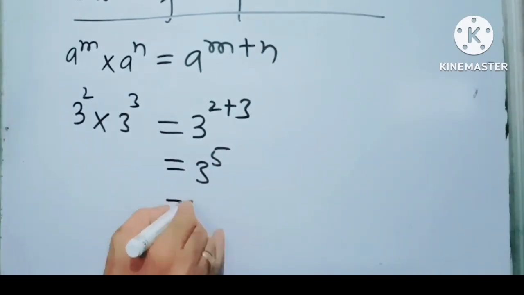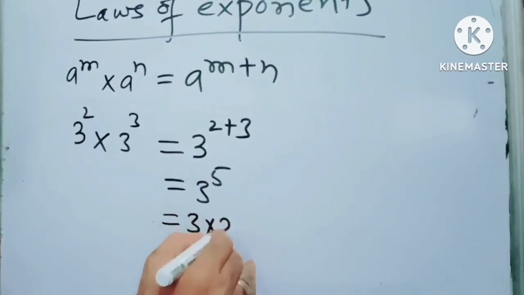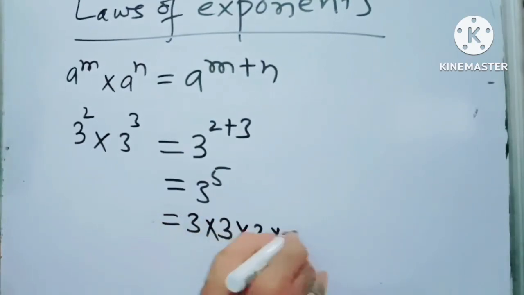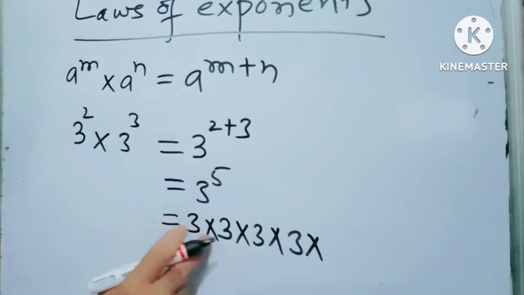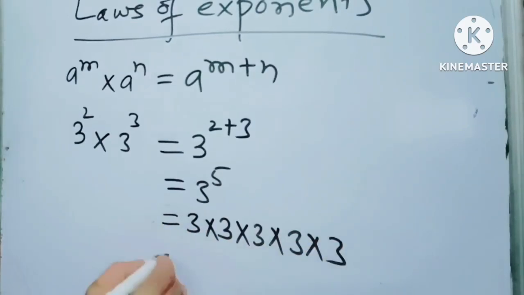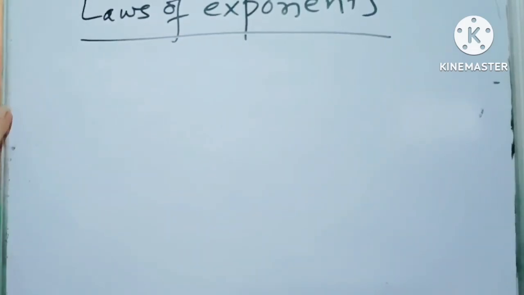Or we can write it as 3 multiplied by itself 5 times. How many times? 5 times: 1 time, 2, 3, 4, 5 times. Or we can write it: 3 3s are 9, 9 3s are 27, 27 multiply 3, then multiply 3. If we multiply all of these, the answer will come 243.